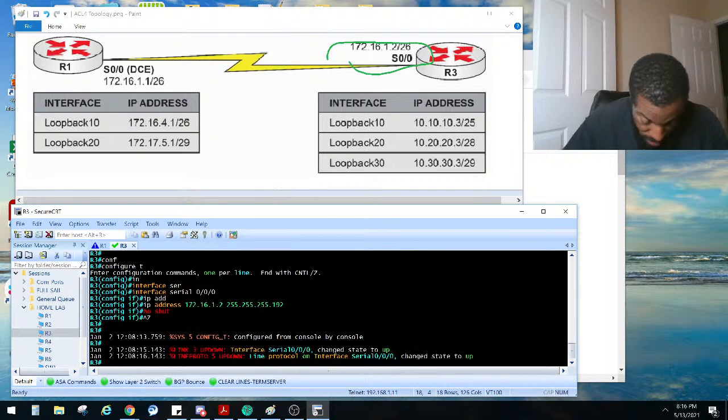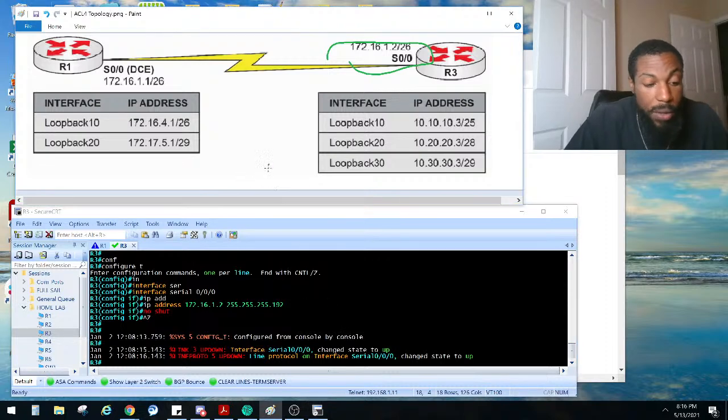So do the IP addresses. That was task 2. We got 7 tasks today, so it's a pretty long one now. Configure a static default route on router 1 pointing to router 3. So we got to do a default route. Y'all know what that is, right?